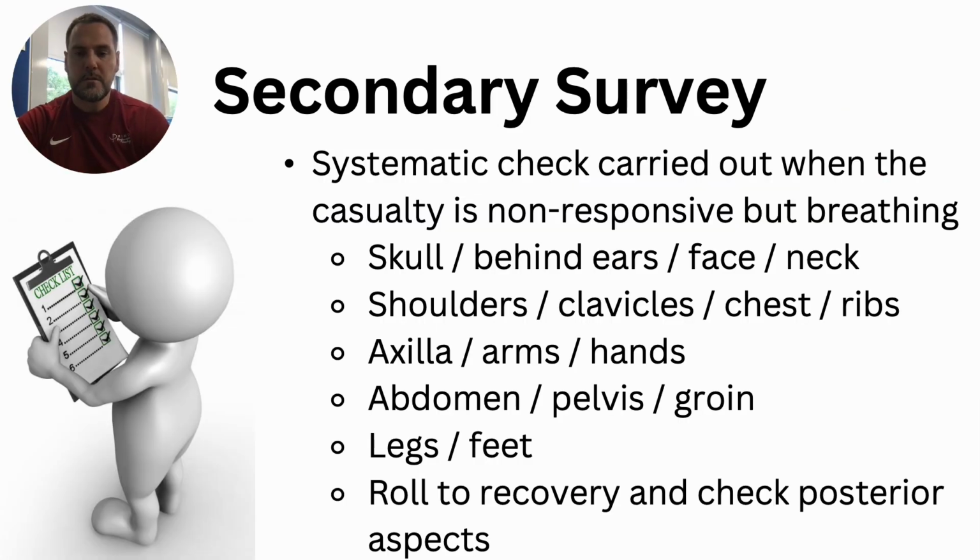If the casualty is unconscious and we're unable to gather our sample history, then we need to do what's known as a secondary survey. So this is a systematic check carried out when the casualty is non-responsive but they're breathing. So we check behind the skull, behind the ears, the face, the neck. We then work down onto the shoulders, clavicles, the chest, the rib. We then check underneath the armpits, we check the arms and hands, we then check the abdomen, the pelvis and the groin, we check the legs and the feet, and then we also roll the casualty into the recovery position to check the posterior aspects, so the aspects on the rear side, the back side of the casualty. We'll cover this as part of your practical day.